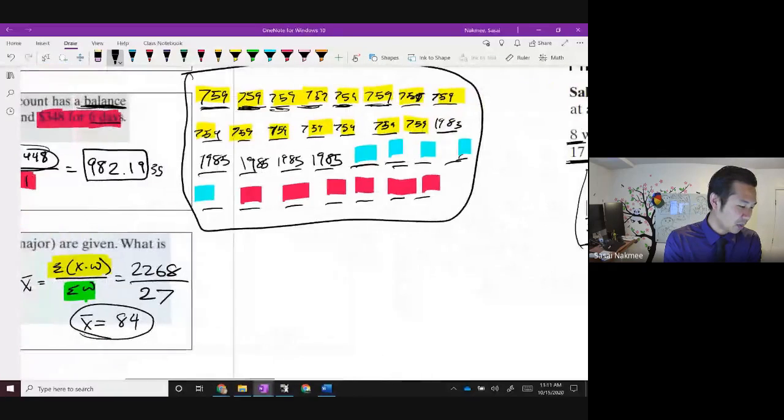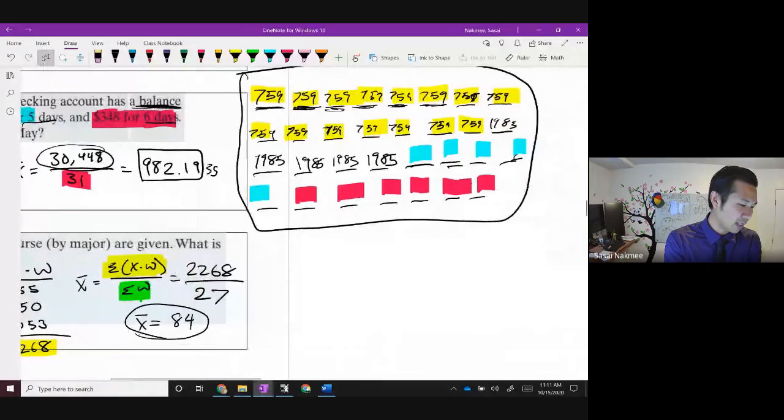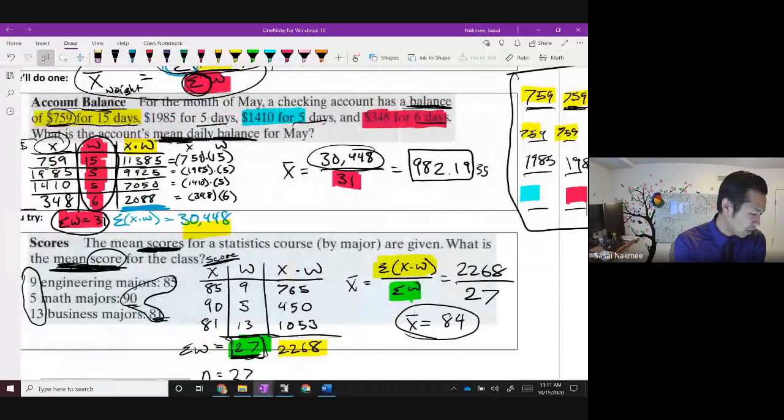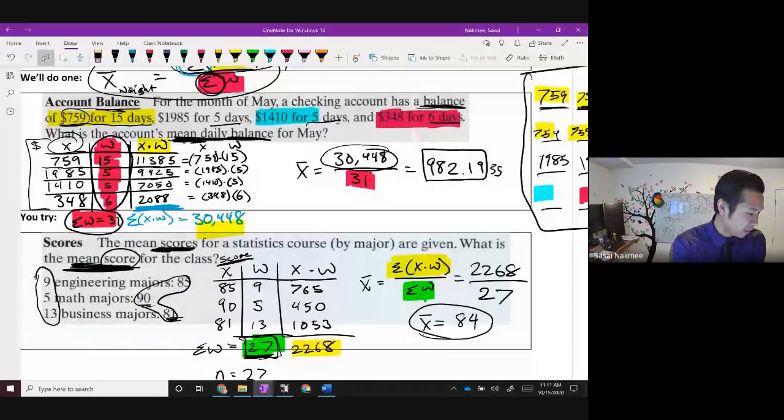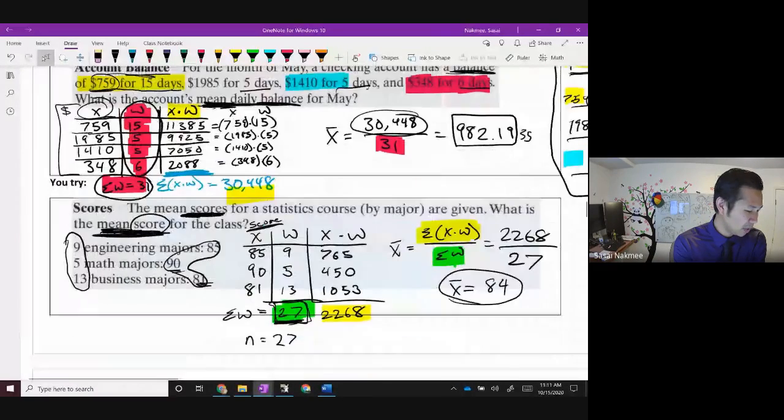And I tried to show you that with the bank account last time as well, right? There are like 16 days, or 15 days, where the guy had $759 in there, and you can just multiply by that, and it'll give you the same thing. And that's what we did last time, right here on the screen. So we're going to move on.